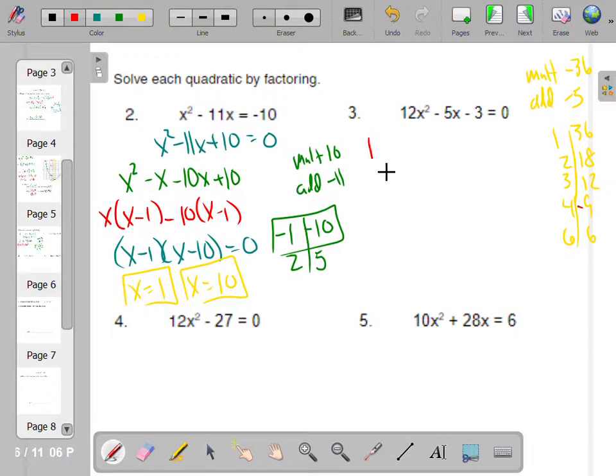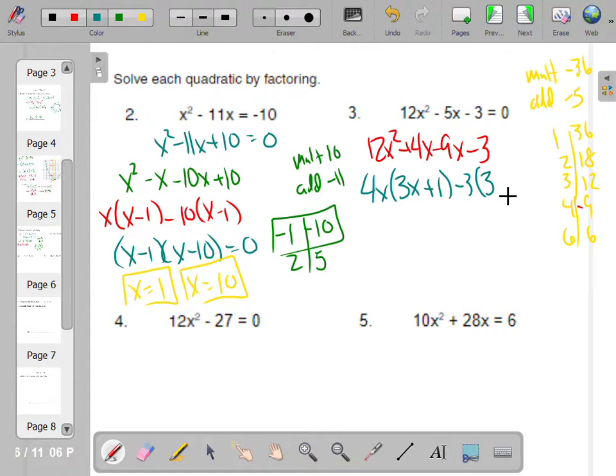So I'm going to split the middle. 12x squared plus 4x minus 9x minus 3. Then I'll find the GCF of each half. The GCF of the first two terms is 4x, and 4x times 3x is 12x squared, plus 4x times 1 is 4x. Bring down the minus sign. GCF on the right side is 3.